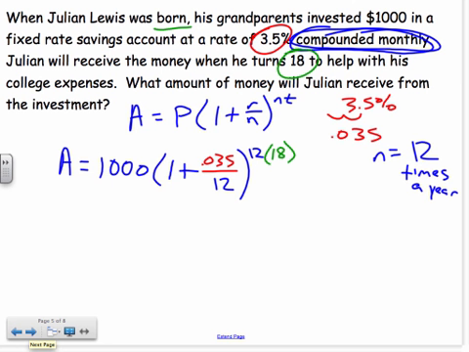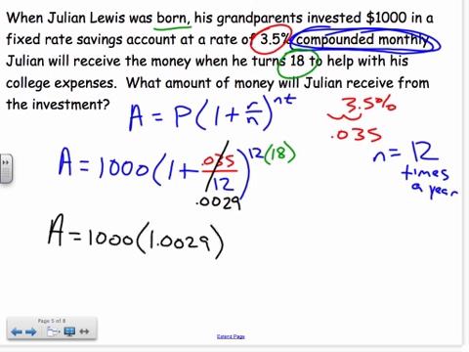Now follow your order of operations. We need to go inside the parentheses, take your 0.035, and divide it by 12 right away. So I'm going to replace this value with 0.0029, and you can round that one. The more digits, the better. So I'm going to go to the 10,000th here. We'll then add your parentheses. So I've got 1,000 times 1.0029 to the, well, 12 times 18 gives me 216 up here.